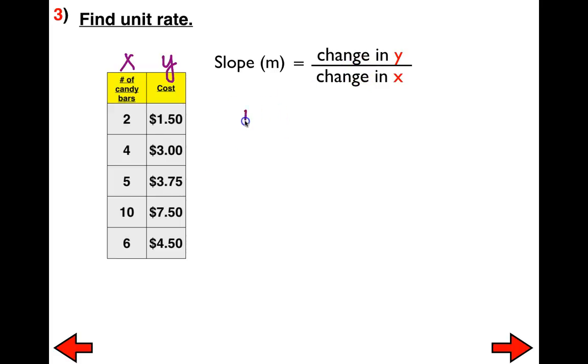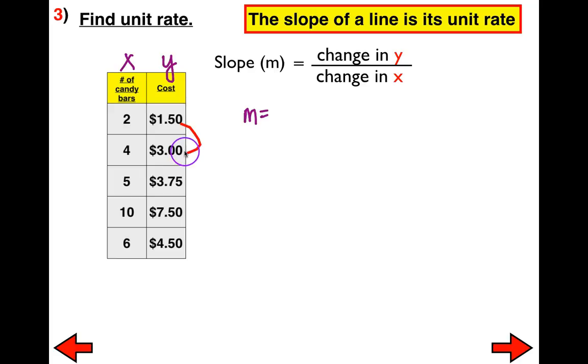If I'm trying to find slope, I need to find the change in y. So how did $1.50 increase to $3? Well, first of all, it got bigger, so I'm adding. How much did I have to add? I had to add $1.50.